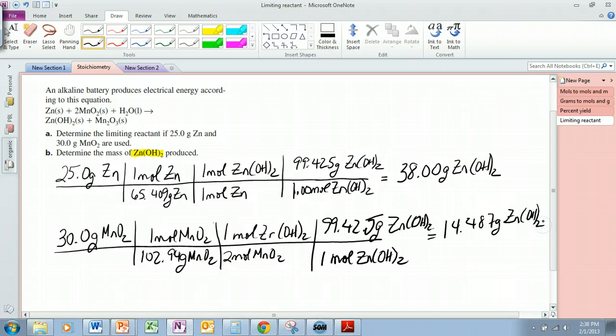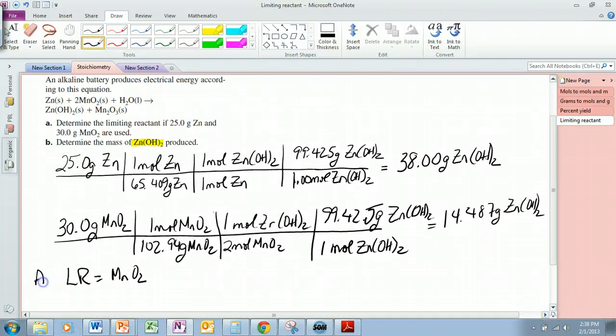Now, the only question to ask yourself at this point is which one of those two numbers is smaller? And that will answer part A. By knowing which one is smaller, we will know which was the limiting reactant, zinc or manganese dioxide. Well, 38 is larger than 14, so my limiting reagent, LR, equals MnO2. And so that's the part A answer.